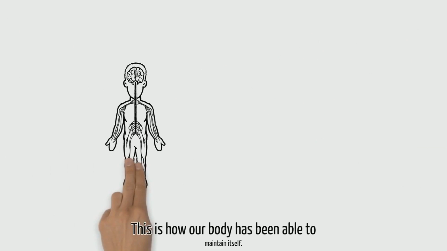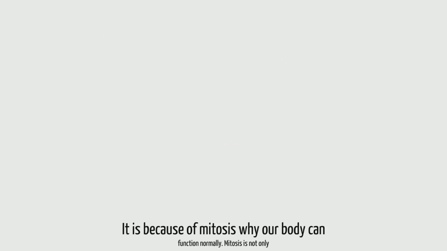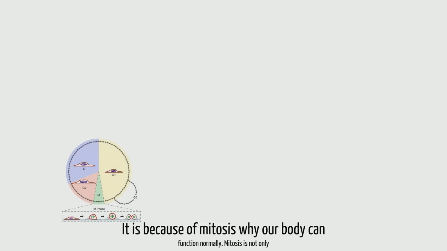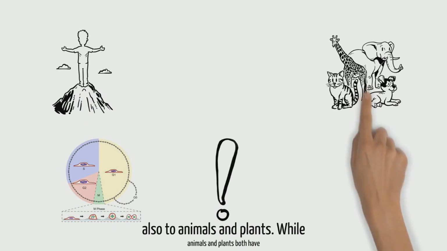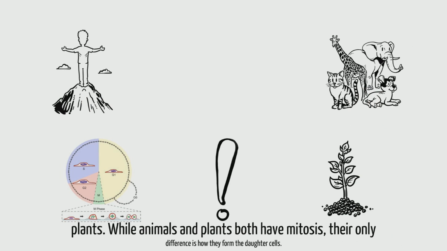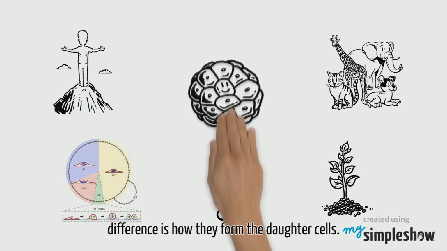This is how our body has been able to maintain itself. It is because of mitosis that our body can function normally. Mitosis is not only important to us, human beings, but also to animals and plants. While animals and plants both have mitosis, their only difference is how they form the daughter cells.